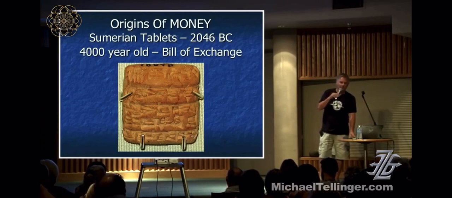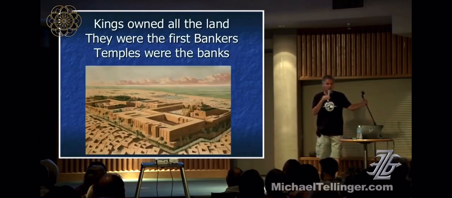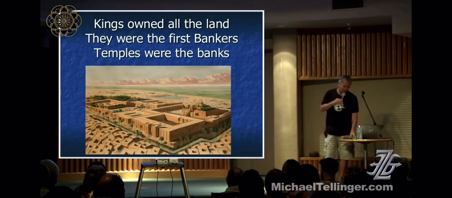Whether it's 6,000 or 8,000 years ago, who knows? But what it tells us is that the first kings owned all the land, they were the first bankers, and their temples were their first banks. And the way they created money is exactly the same way that our bankers create money today.